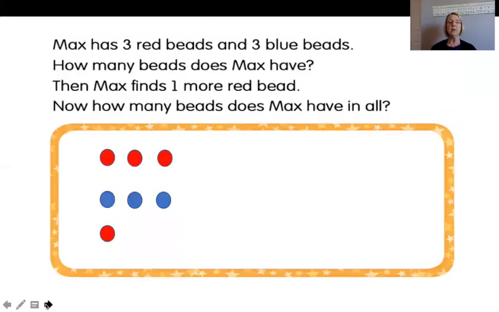All right, another one. Max has 3 red beads and 3 blue beads. How many beads does Max have? That's a double. So 3 plus 3 is 6. Then Max finds one more red bead. Now how many beads does Max have? So Max now has a double, 3 plus 3, and he adds on one more. So a double plus 1, and he has a total of 7 beads.